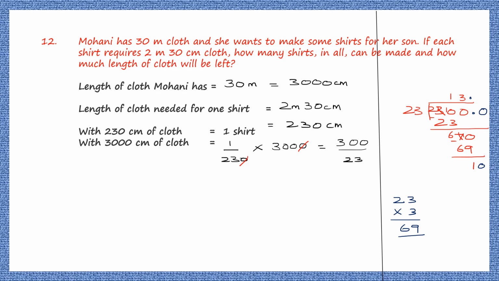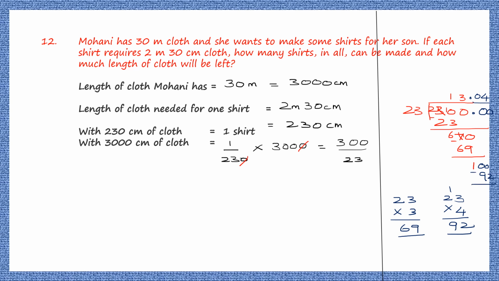Now 23, when you're dividing 10 by 23, since it's smaller, I can put a 0 there and put one more 0 and bring that down. 100. So now we have 100. So let's get a number close to 100. 23 into 4. 4 3s are 12, carry 1. 4 2s are 8 plus 1, 9, 92. So 23 into 4 is 92.